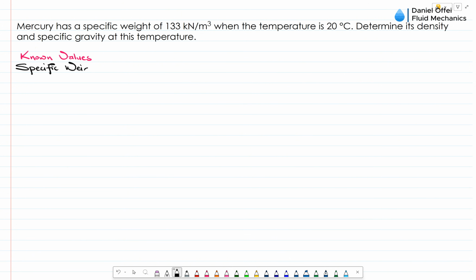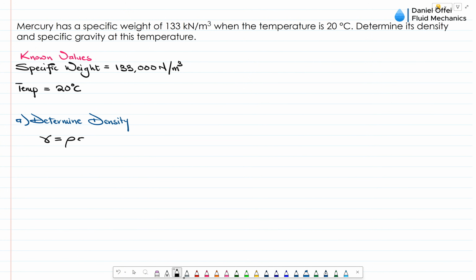There is a certain mercury that has a specific weight of 133 kilonewton per meter cubed. Now, this mercury is at a temperature of 20 degrees Celsius. We are supposed to determine its density and specific gravity at that 20 degrees Celsius temperature. We know specific weight equals density times gravity. So by just making density the subject of this equation, we can calculate the density while we have the specific weight and gravity.